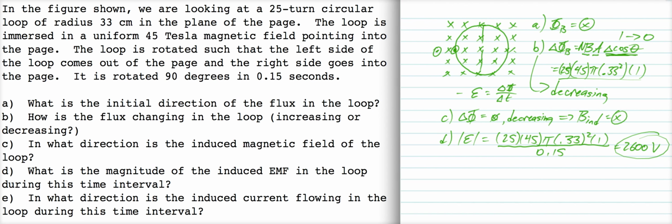And then the direction of the induced current, well, if the induced field is into the page, fine, okay, so now this current loop is having a field that's going into the page. The right-hand rule tells us that the current's got to be going around clockwise. All right. That's it, we're done.